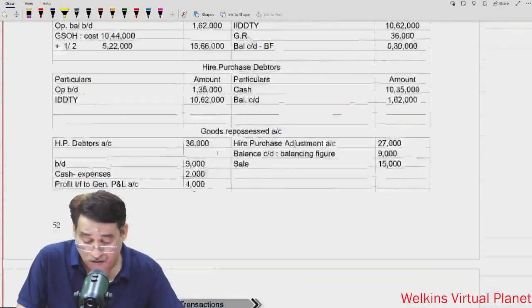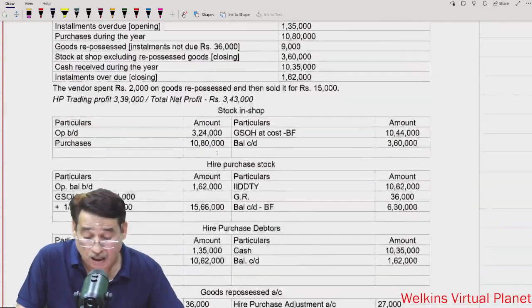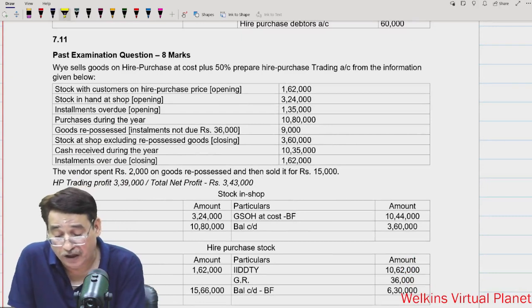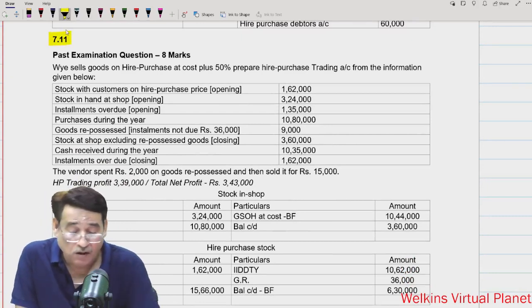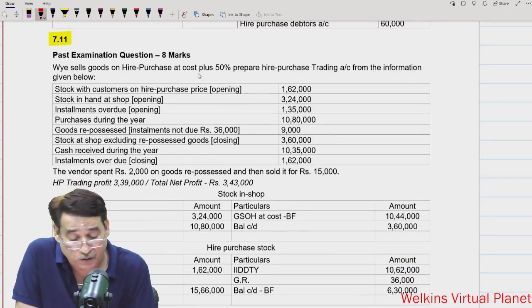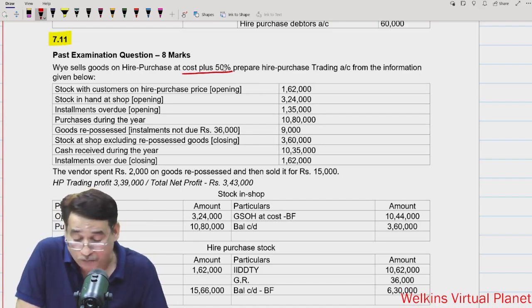Well, I will pick up now. Question number 7.11. Correct? Now, in this question, let's see what is given. Why Limited sells goods on hire purchase system at cost plus 50%. Rate should not be a big issue.